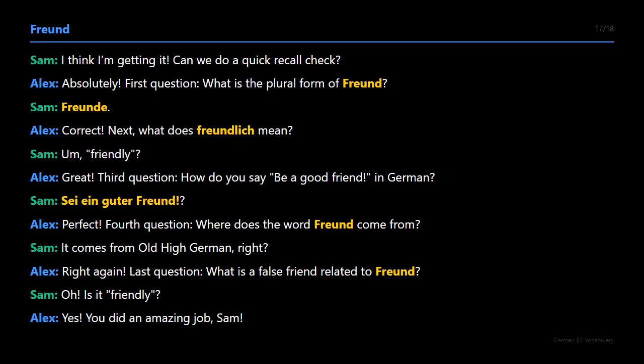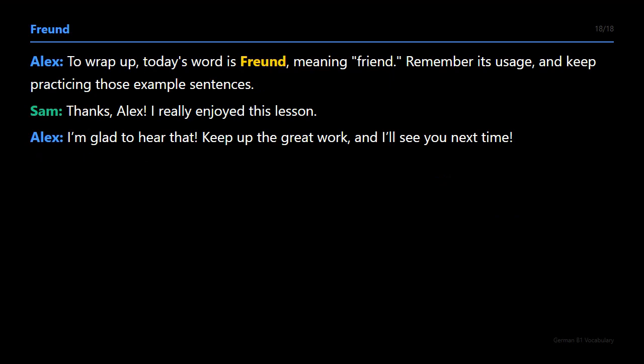Yes. You did an amazing job, Sam. To wrap up, today's word is Freund, meaning friend. Remember its usage and keep practicing those example sentences.